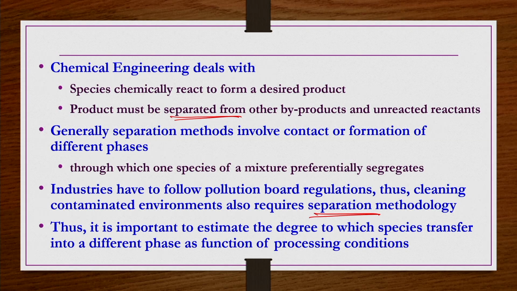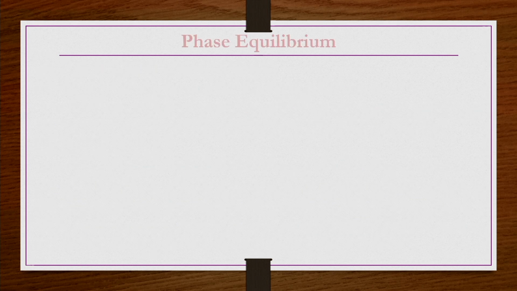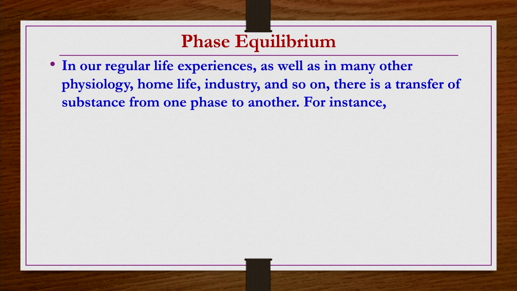Because of the importance of separation of species, the transfer of species from one phase to the other phase is unavoidable in any chemical plant. Because of that reason, it is important to estimate the degree to which species transfer into a different phase as a function of processing conditions, such as a specified temperature and pressure. So, being a chemical engineering student, it is important to know how to do phase equilibrium calculations. So, then what is phase equilibrium?